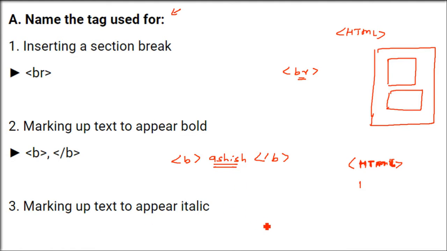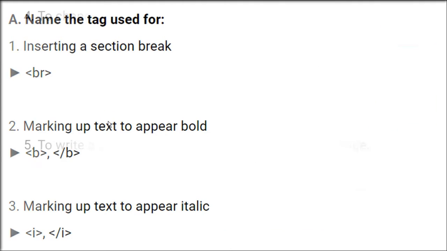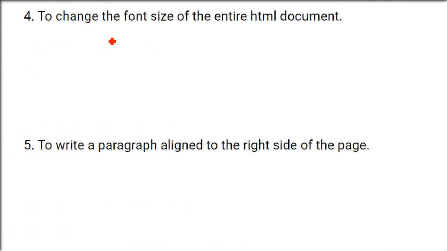Marking up text to appear italic. Now you want this Ashish to be shown with some sharpness, sharp font and slanted, angled. So you will use I. This is for making your content italic, or text italic.